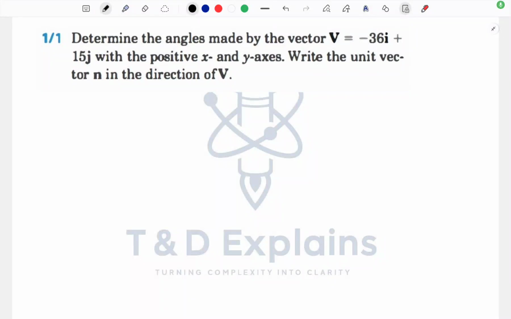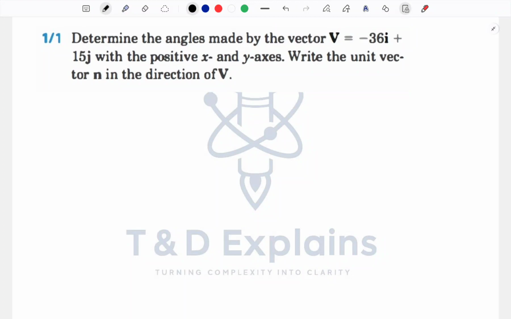We are getting into the applications of the concepts which were previously discussed. I start off with a simple question in the textbook which says that you should determine the angles made by the vector v equals negative 36i plus 15j with the positive x and y axis. Write the unit vector n in the direction of v.